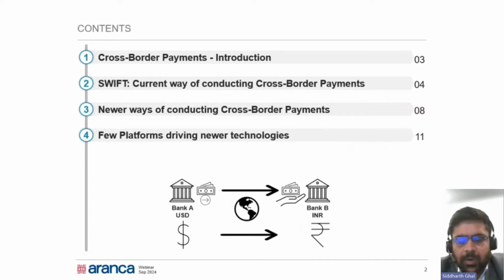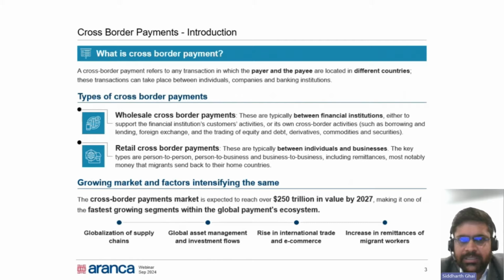So to start, what is cross-border payments? Cross-border payments generally refers to any transaction that happens between a payer and a payee that are located in two different countries. These transactions can happen between individuals, between companies and banking institutions. Broadly classifying, cross-border payments are classified into two different categories: wholesale cross-border payments and retail cross-border payments.